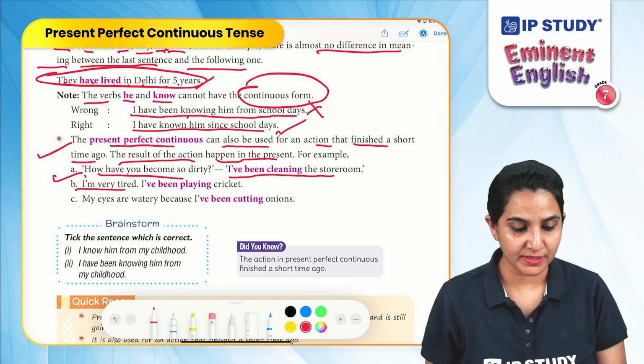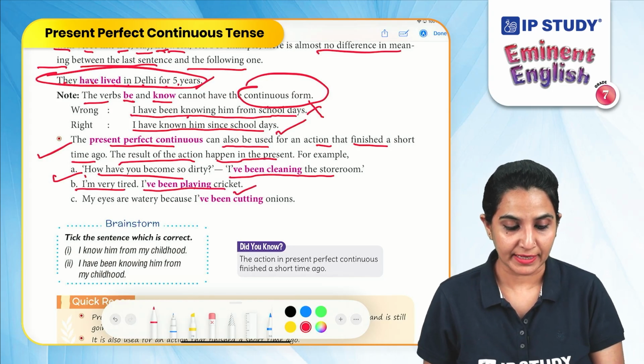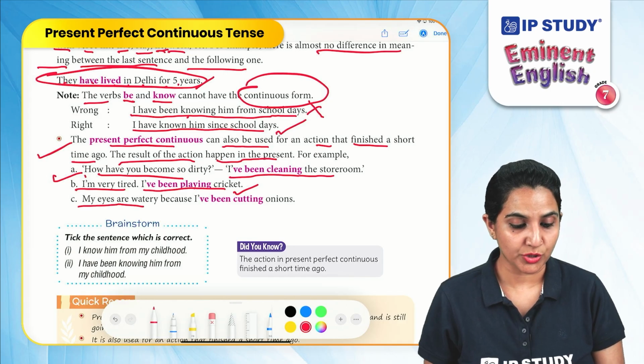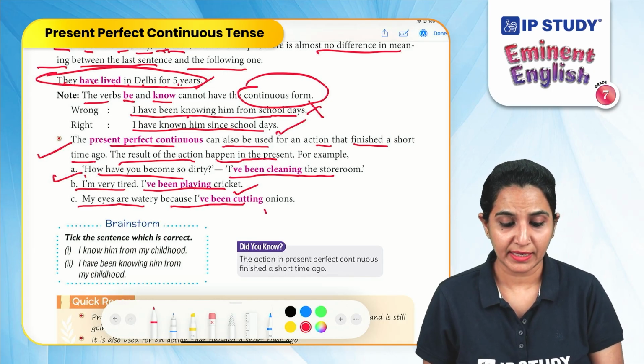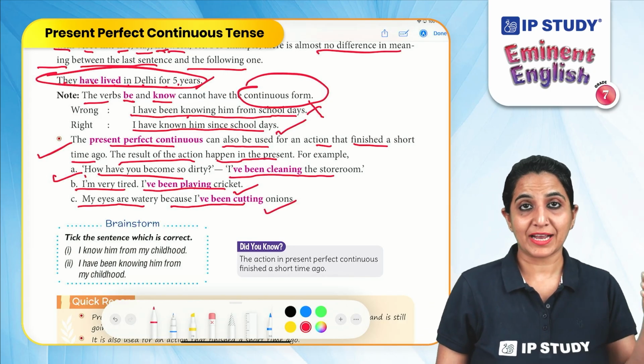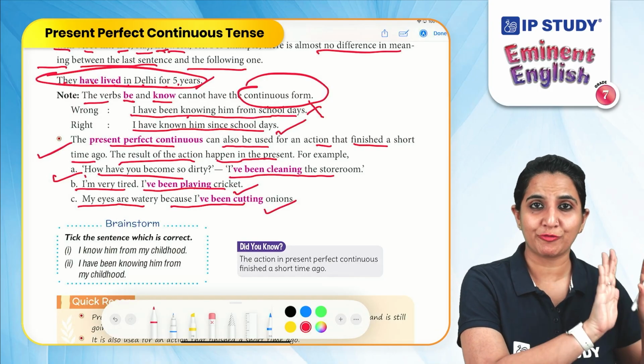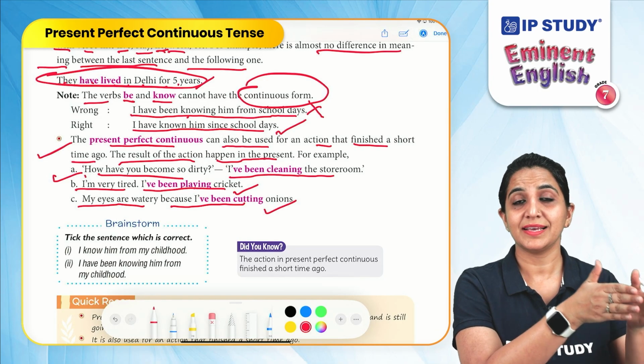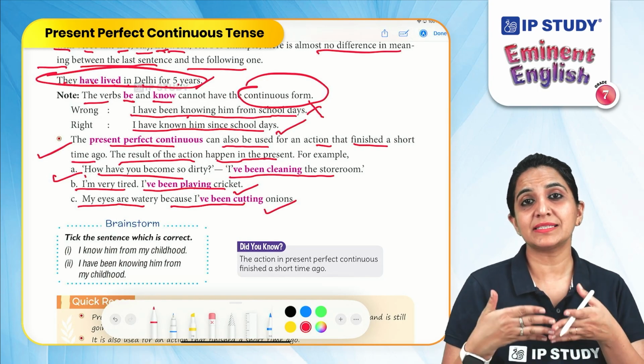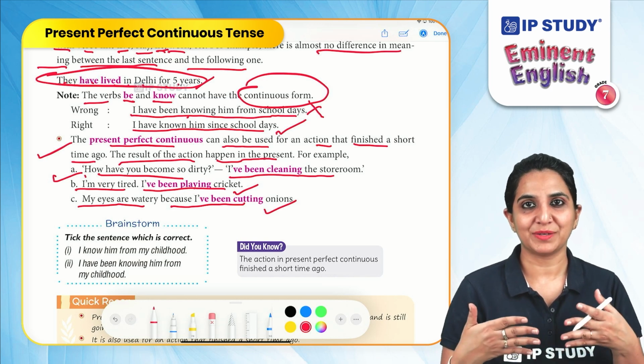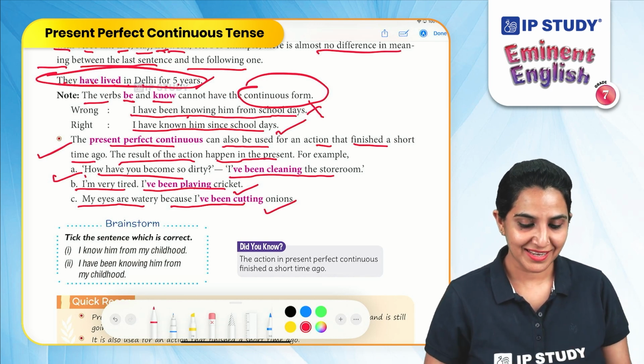I'm very tired. I have been playing cricket. My eyes are watery because I have been cutting onions. So some actions that have been done or finished in the past, but their result is happening in the present. In such sentences as well, we use the present perfect continuous tense.